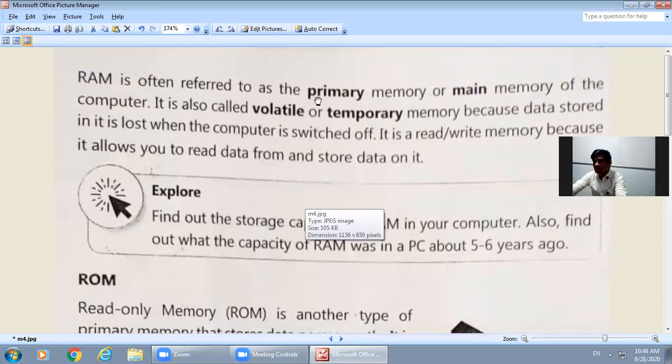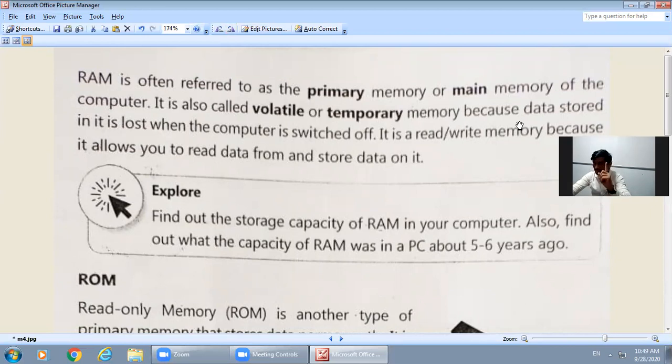RAM is often referred to as the primary memory or main memory of the computer. So don't forget about this. RAM is primary or main memory of computer. Okay, now it is also called volatile or temporary memory.